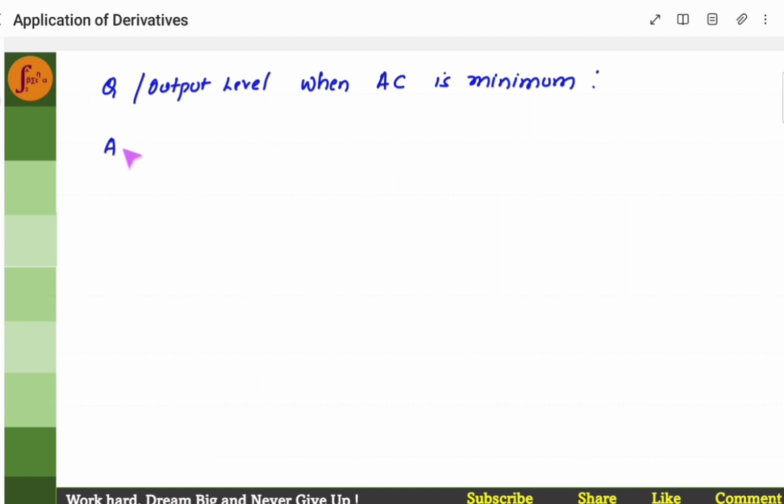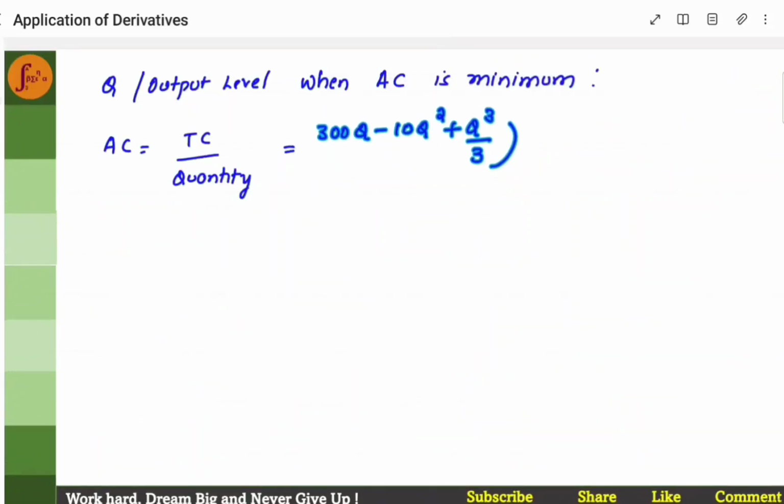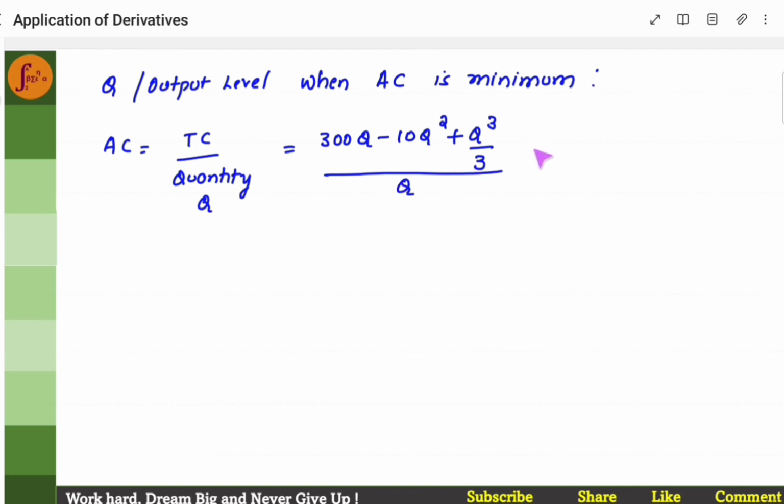So what is average cost? Average cost is total cost by quantity. Correct? So what is total cost? This is total cost, right? Let's copy this. This is total cost, divided by quantity. What is quantity? Q, right? So this is average cost.